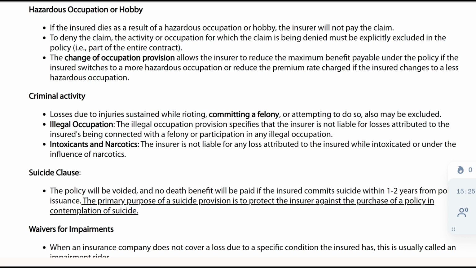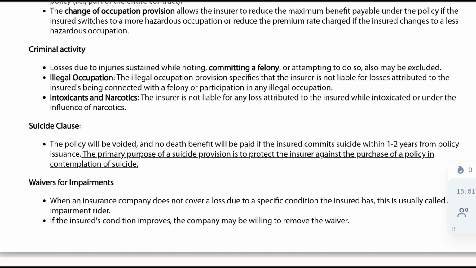occupation. Criminal activity. Losses due to injuries sustained while rioting, committing a felony, or attempting to do so also may be excluded. Illegal occupation. The illegal occupation provision specifies that the insurer is not liable for losses attributed to the insured's being connected with a felony or participation in any illegal occupation. Intoxicants and narcotics. The insurer is not liable for any loss attributed to the insured while intoxicated or under the influence of narcotics. Suicide clause.